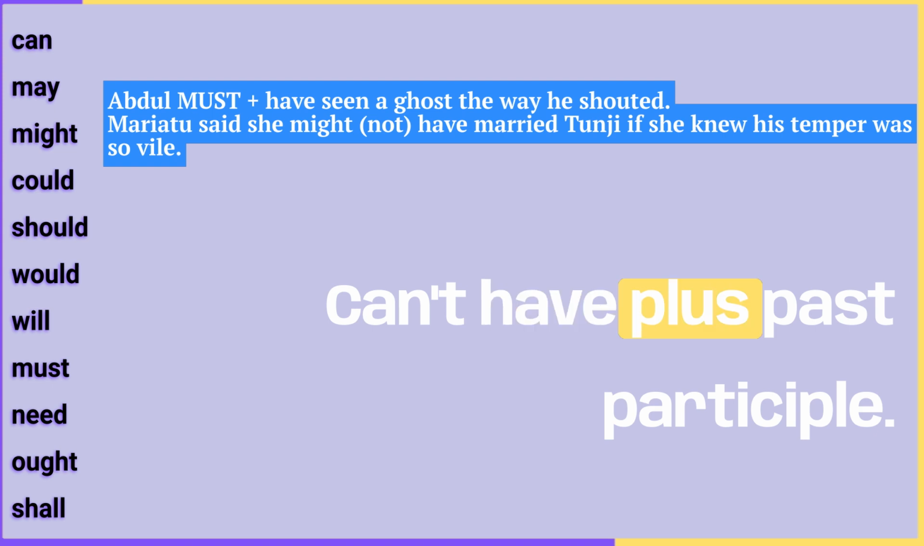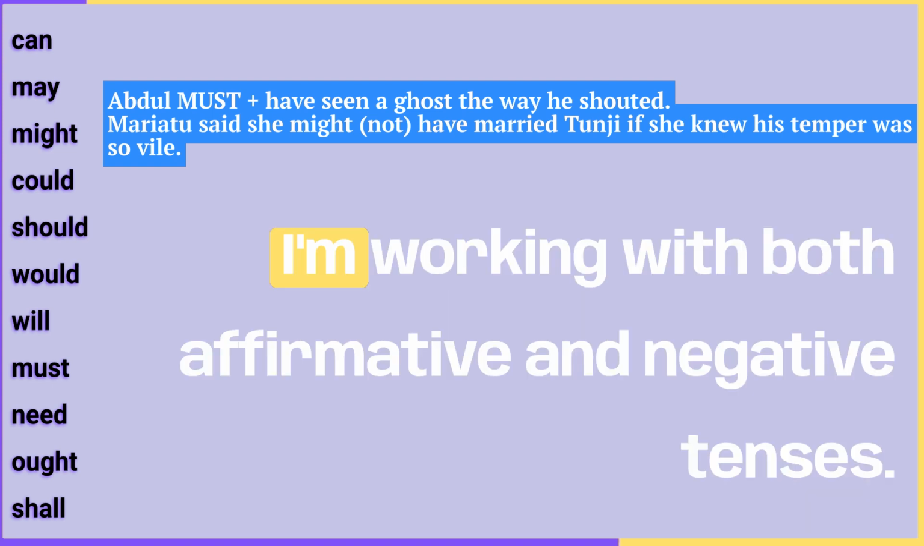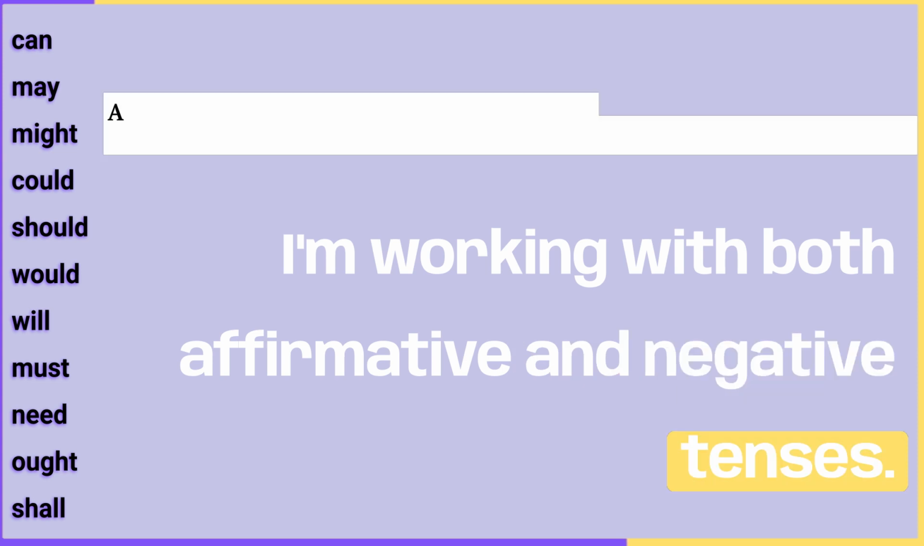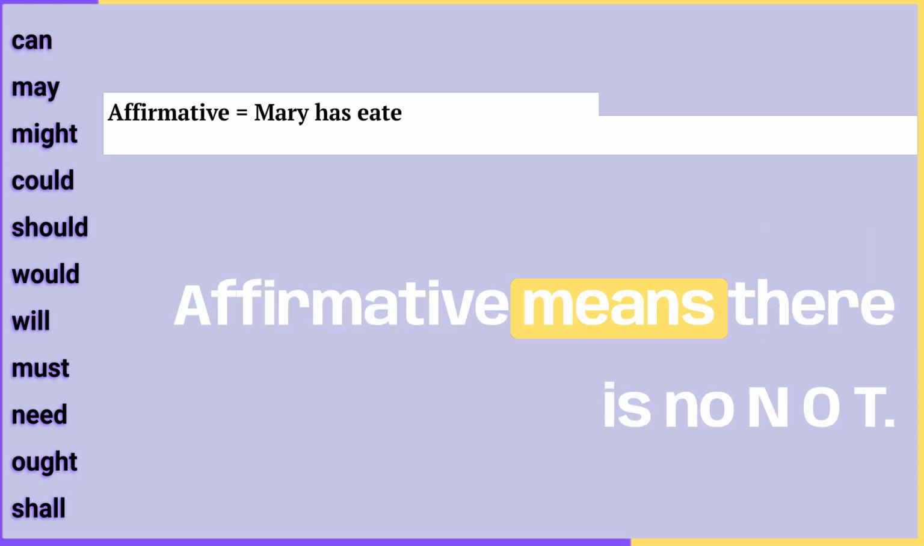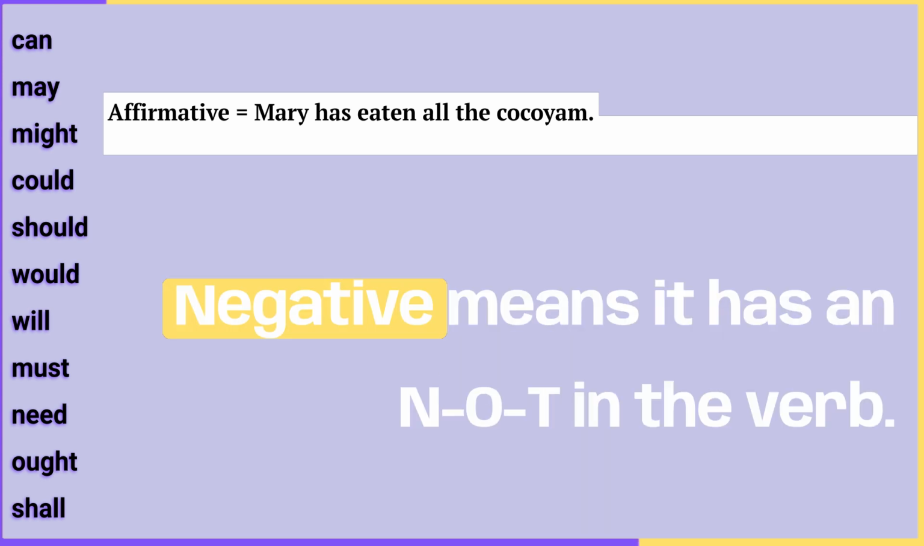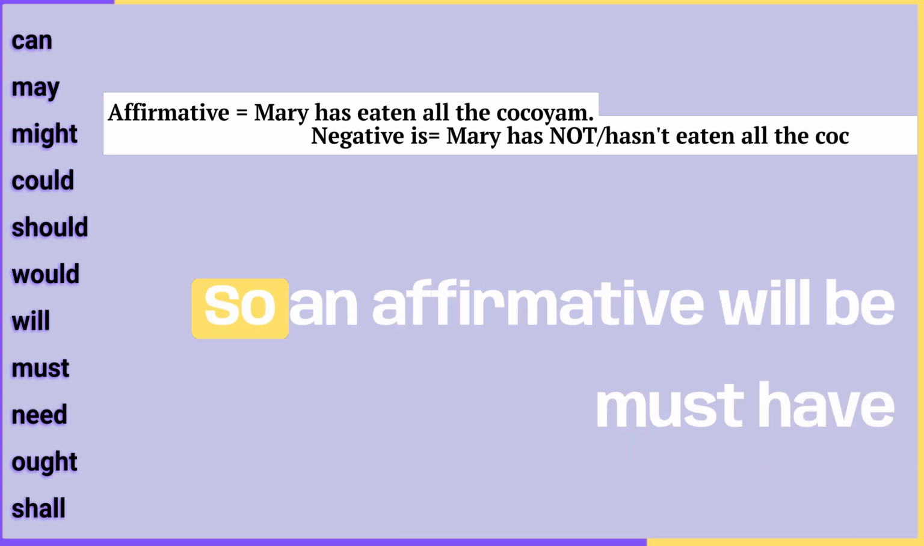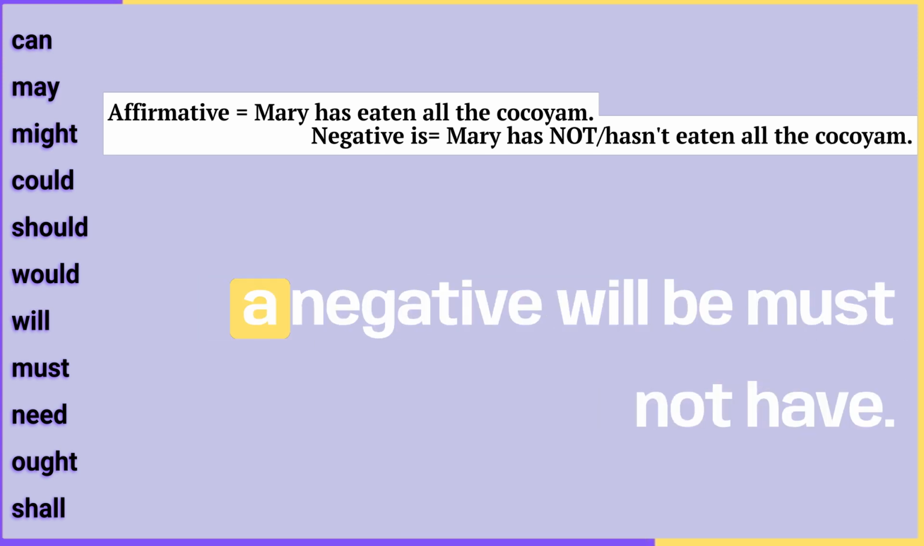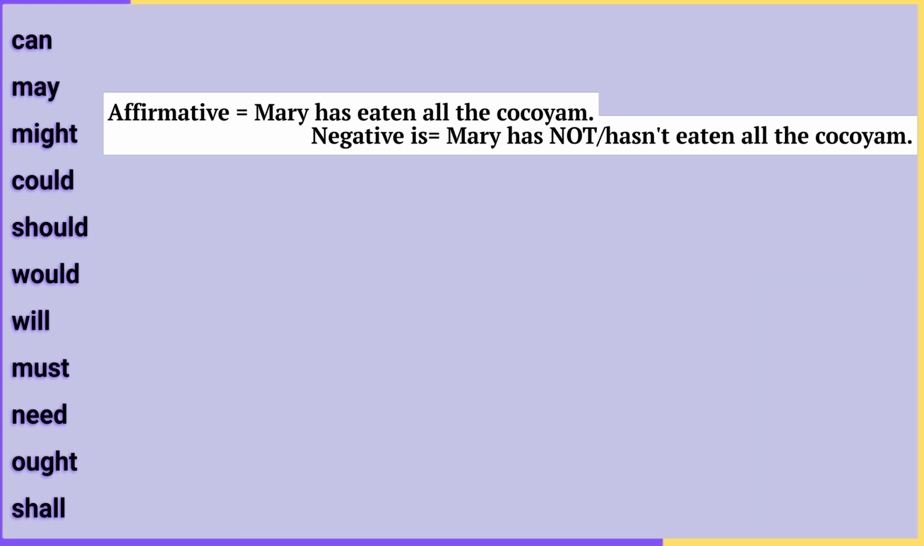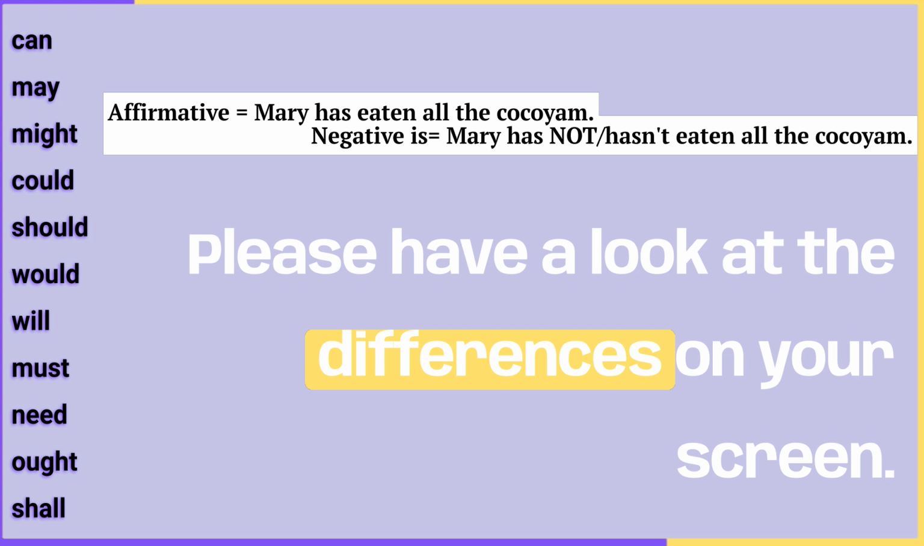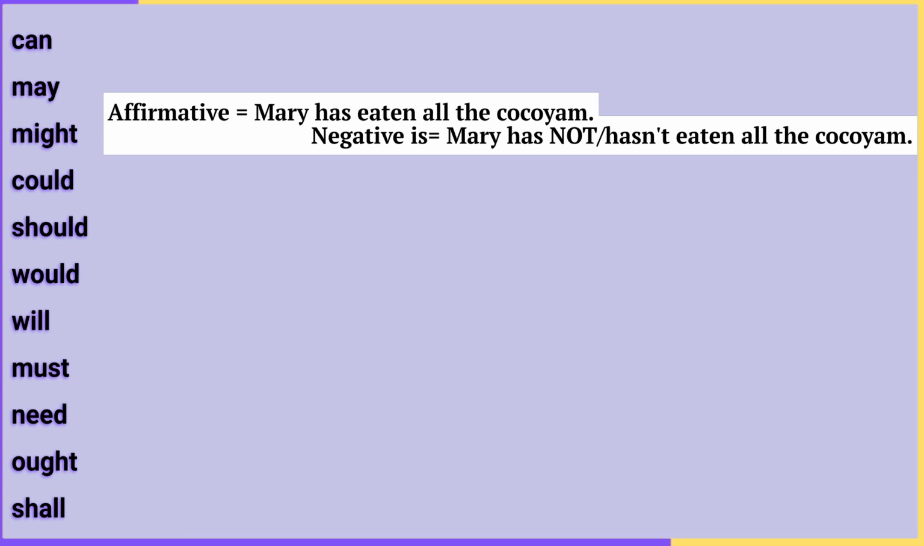Can't have plus past participle. I'm working with both affirmative and negative tenses. Affirmative means there is no NOT. They're positive. Negative means it has a NOT in the verb. So an affirmative will be must have. A negative will be must not have. Please have a look at the differences on your screen.